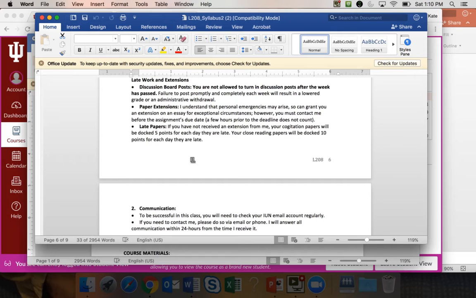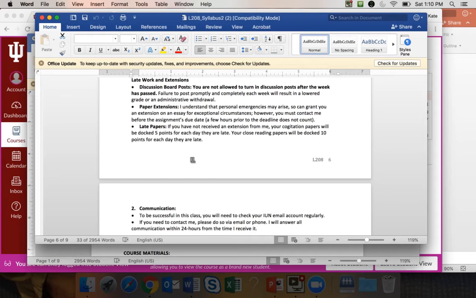Now, I always get questioned about late work and extensions. Here's my policy. For discussion board posts, you're not allowed to turn in discussion board posts after the week has passed. And obviously, failure to post promptly or completely each week is going to result in a lowered grade. In terms of papers, I understand that personal emergencies can arise. So I am happy to grant you an extension on an essay for exceptional circumstances. But you must contact me before the assignment's due date. And a couple hours before the assignment's due date doesn't actually count.